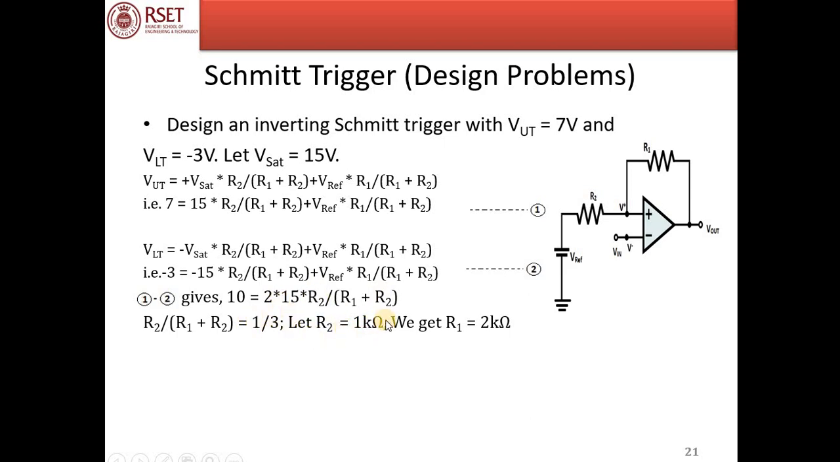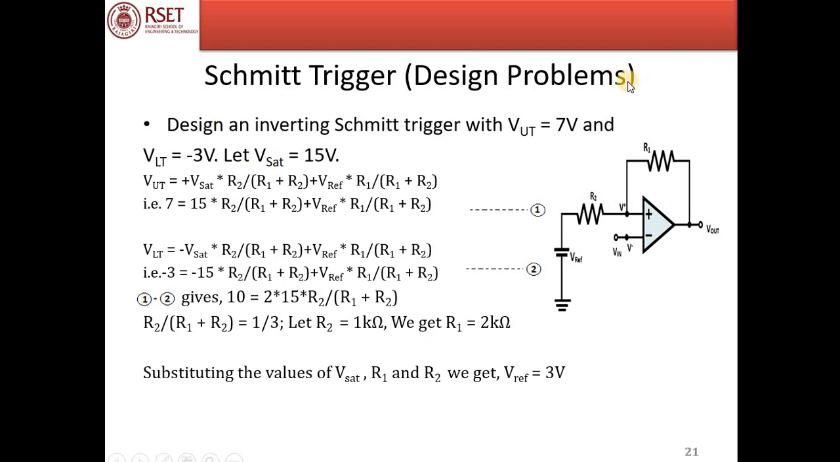Let us assume R2 equal to 1 kilo ohm. Then we will get R1 is equal to 2 kilo ohm. Now we have got R1 and R2. We know all the other values. By substituting the value of Vsat, R1 and R2 in any one of these equations, we will get V reference is equal to 3 volt.